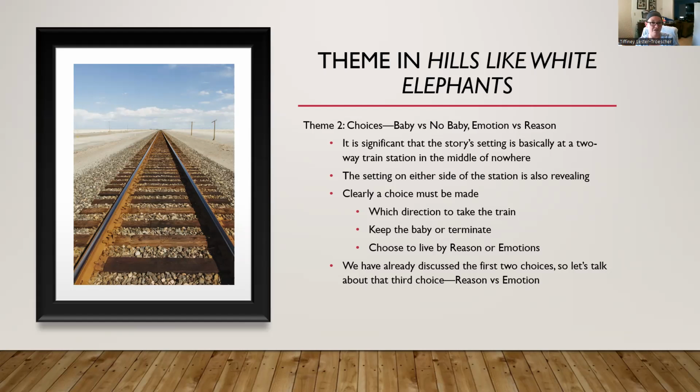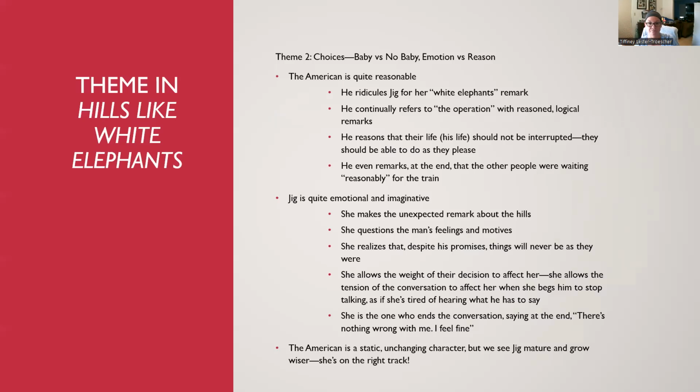We've looked at the significance of the two-way train station here. We have looked at that choice between keeping the baby or terminating the pregnancy. Let's look at the third one, though. We haven't really talked about that yet, living by reason versus emotion, right? All right, so the American, super reasonable dude, right? We kind of get the sense that he is a little older, especially since they're referred to as the American and the girl. And he sort of treats her in that respect sometimes in the story. You can tell that he kind of assumes that he is more mature and sophisticated than she is. He ridicules her for her white elephant remark.